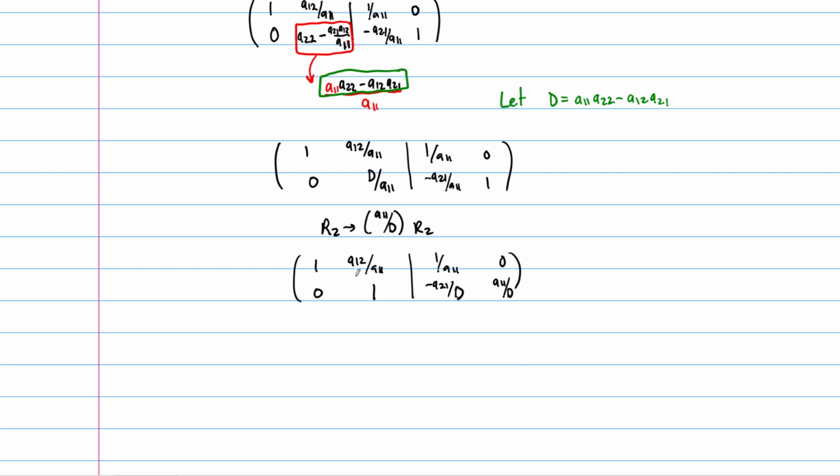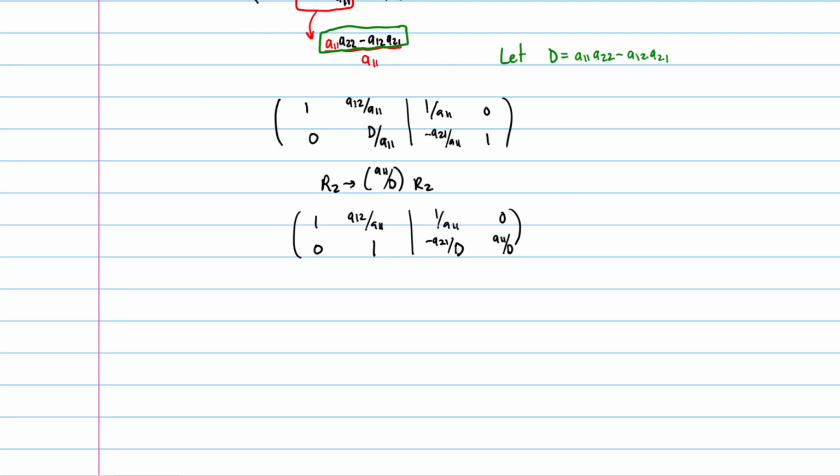Now we have one more step to do, right? And that is to get rid of this term. So to get rid of this, we're going to do our row operation. We're going to take row 1. We're going to add to it negative A12 over A11 times row 2 and replace row 1 with this, right?